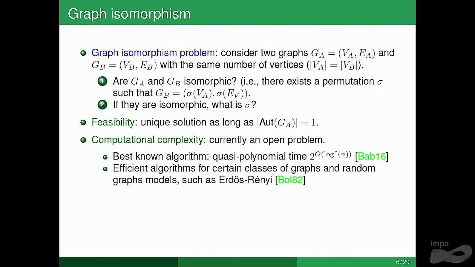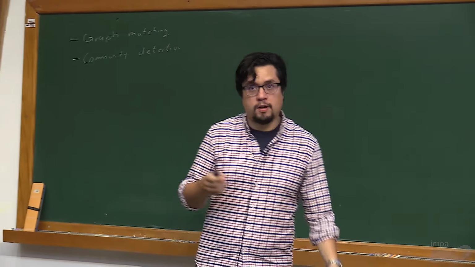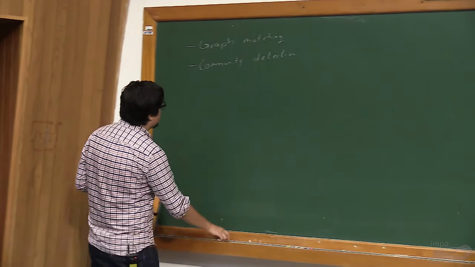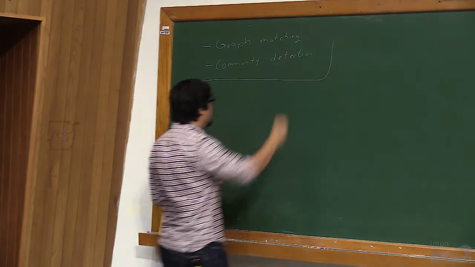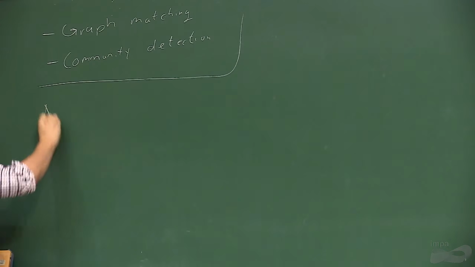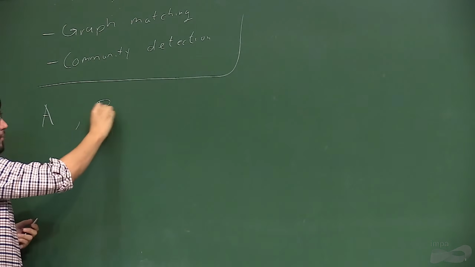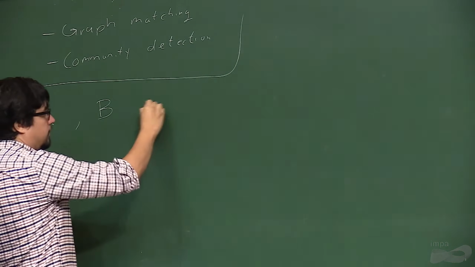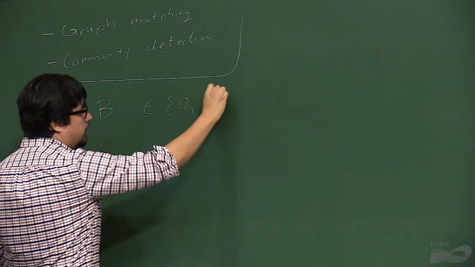Well, this is for the worst case scenario. You can always find a graph that, in the worst case, is going to have this quasi-polynomial time. But for many specific classes of graphs or random graph models, it's possible to find efficient methods to solve this problem. So for instance, we can consider a very simple idea. Let's say A is going to be the adjacency matrix of one of the graphs, and B is going to be the adjacency matrix of the other graph. So these are matrices of size n by n.